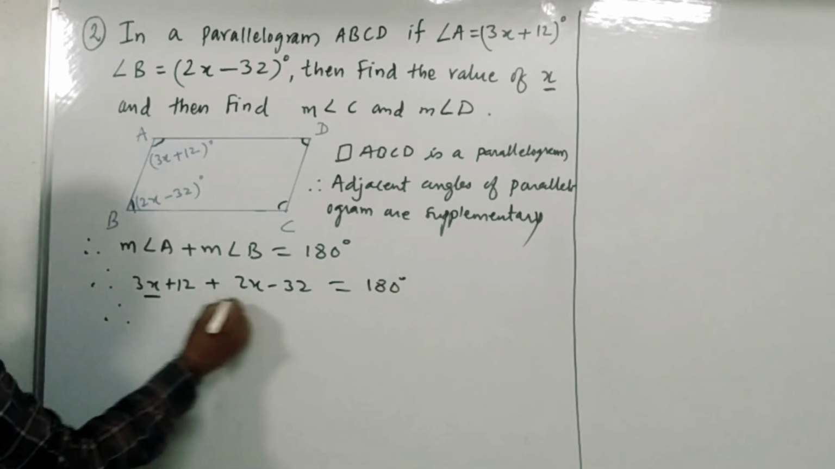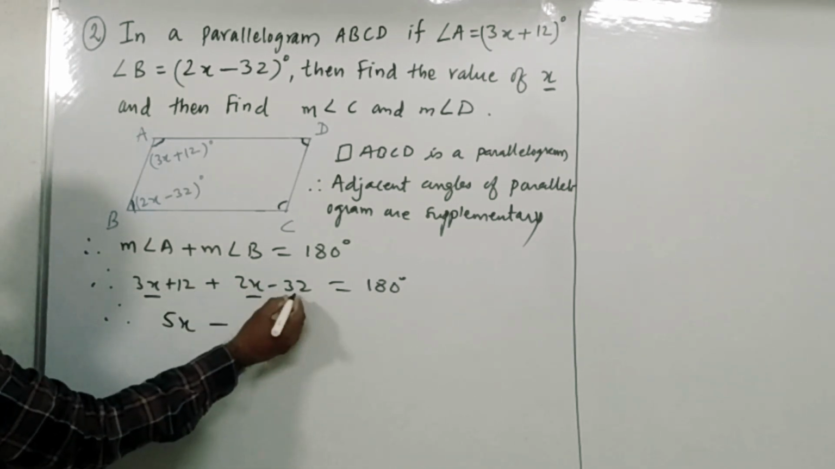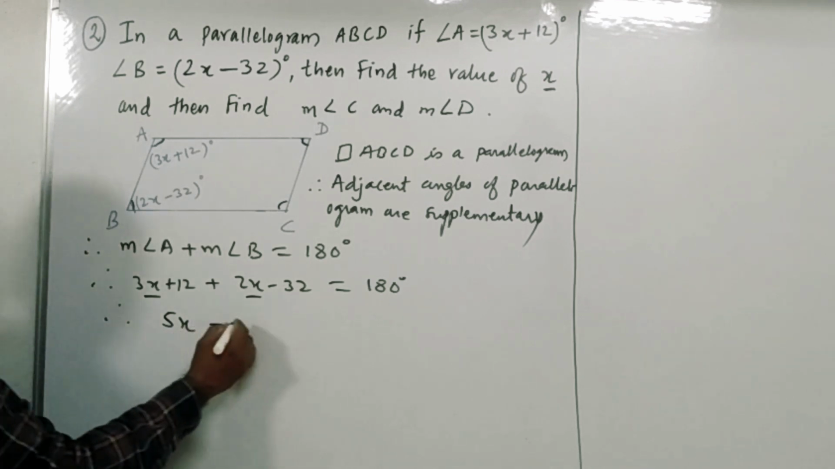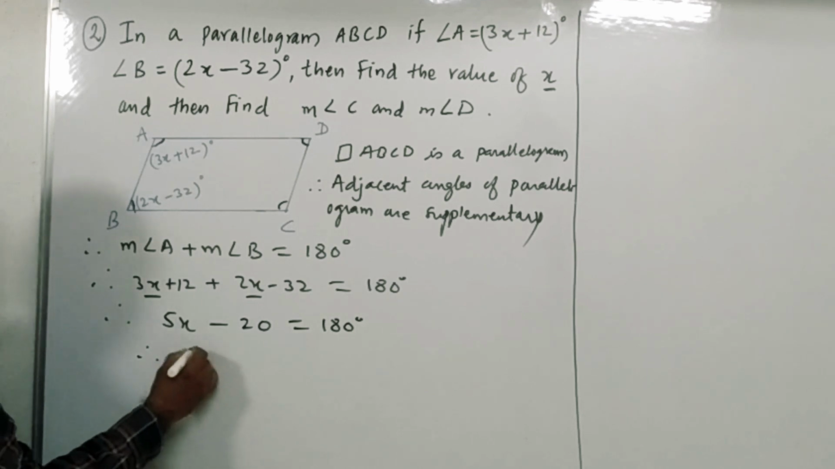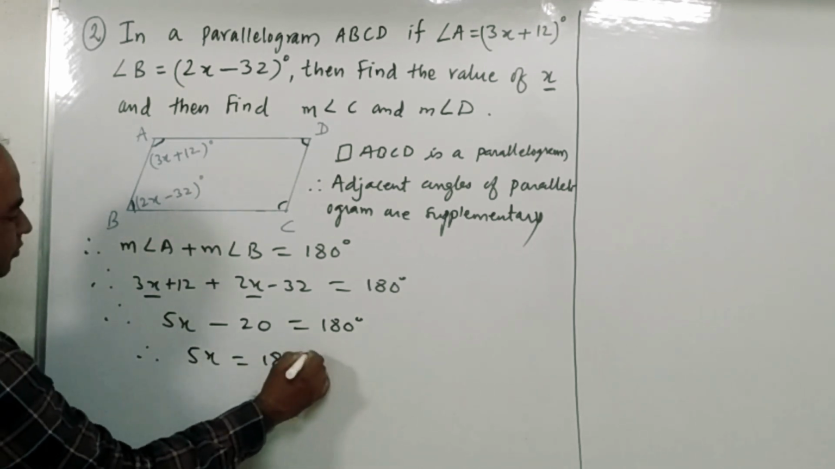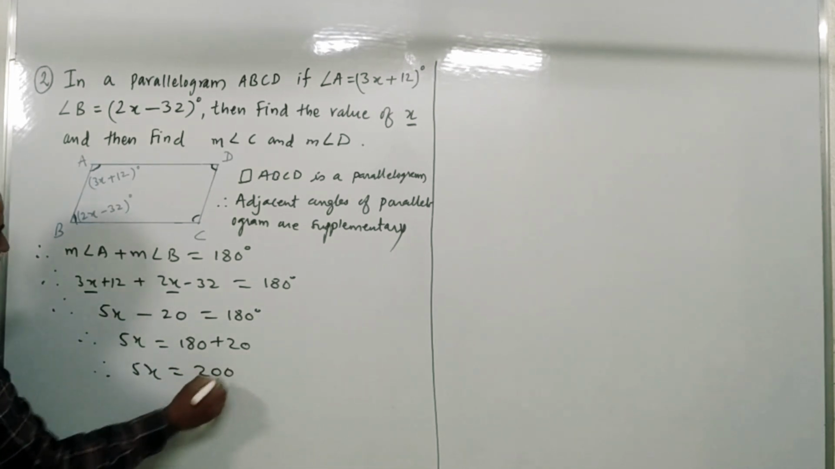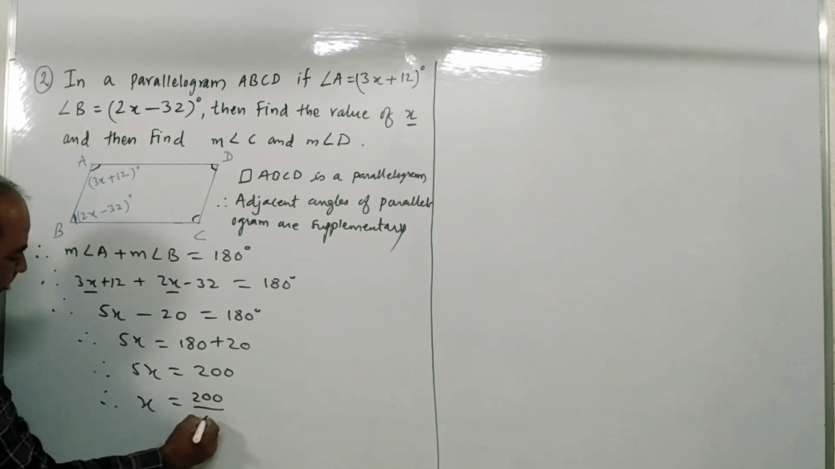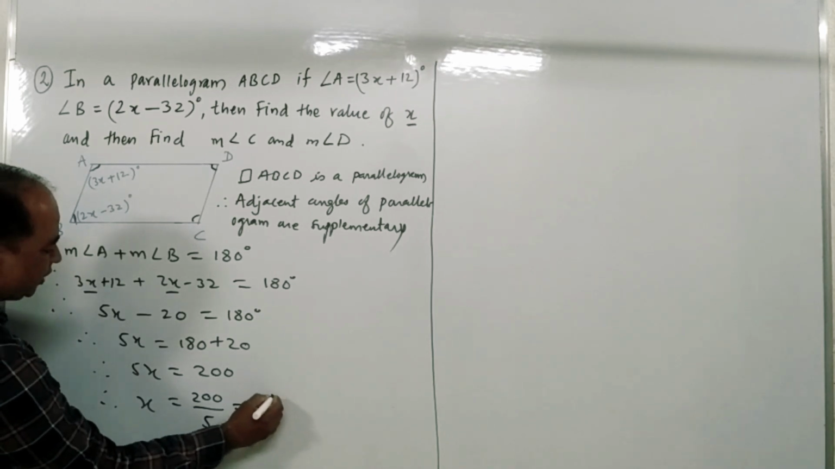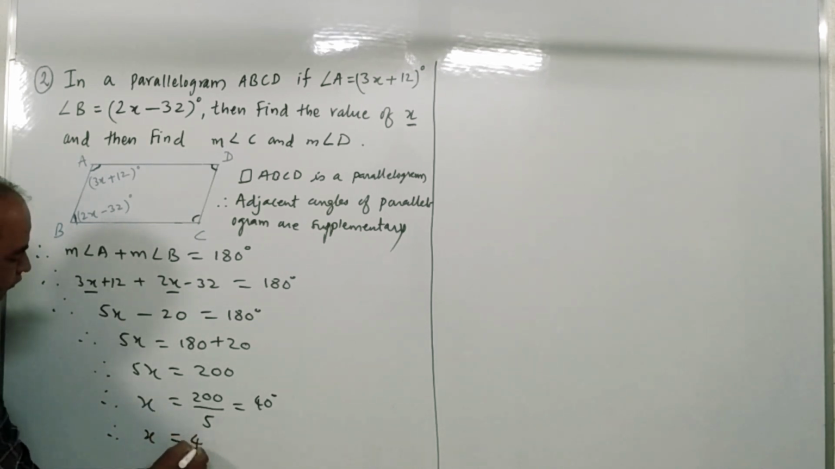Now, 3x plus 2x, bringing together, 3 plus 2 is 5x, and plus 12 minus 32 is equal to minus 20, equals 180. Therefore, 5x is equal to 180 plus 20, since 20 goes to the right-hand side and becomes plus, which is equal to 200. Therefore, x is equal to 200 upon 5, which is 40 degrees. So, the value of x is 40 degrees.